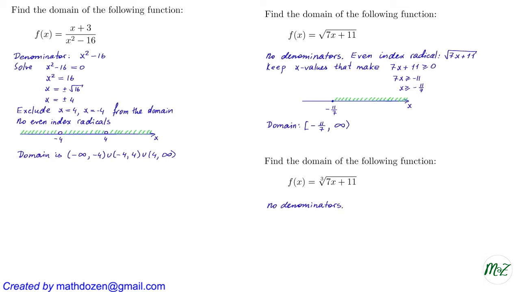And contrast it with this function, the last function f of x being cube root of 7x plus 11. So this function has no denominators, but then it has only third degree roots, so there are no even index radicals. So that gives you absolutely no restrictions on the x values that could be used in this function. So the domain will be all real numbers from negative infinity to positive infinity.